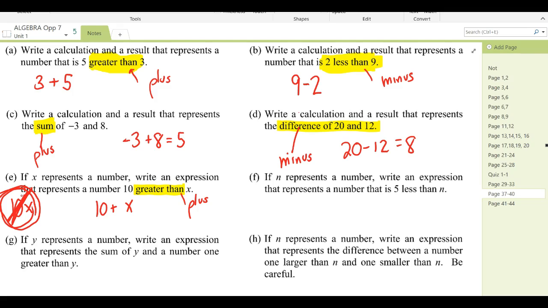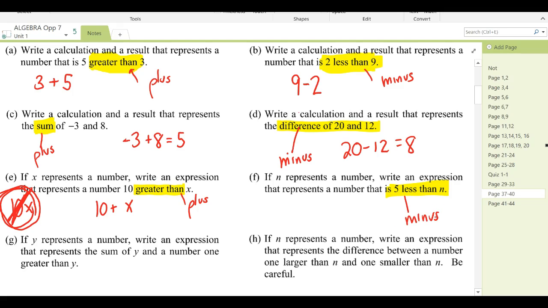Letter F. Let's see if we can do. N represents a number. Write an expression that represents a number 5 less than n. 5 less than n. So that's like 5 plus n. Now here's the problem. Less than means minus. Whoops. Minus.